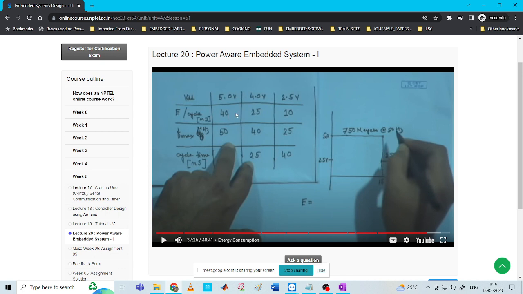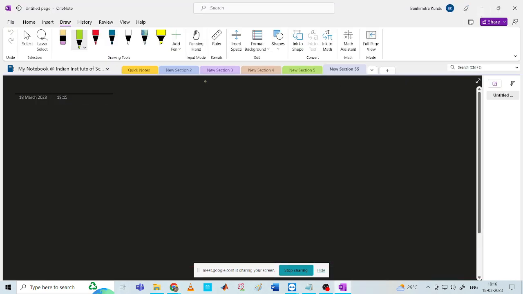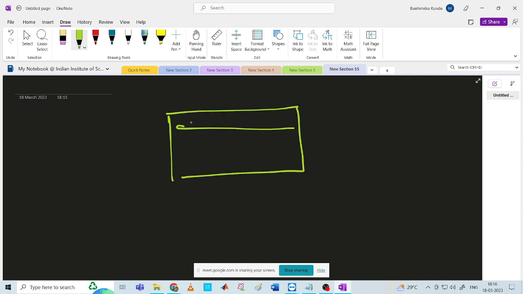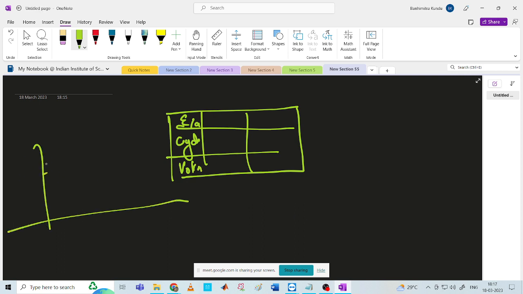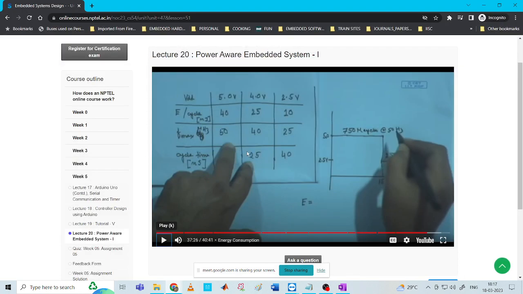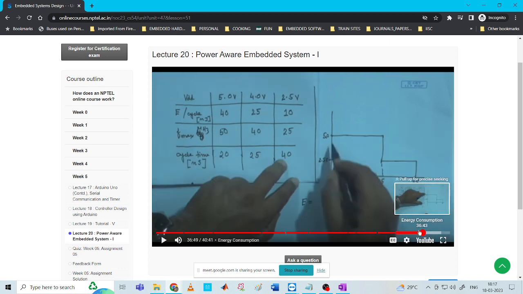Our goal is to reduce the energy. So for example, let's say you have something like this: energy, then cycles, this is energy per cycle, and then you have the voltages. If you draw it, how will it look? In 5 volts, it ran up till what time? Let me just check. In the new design, what sir is saying is that it ran up till 15.